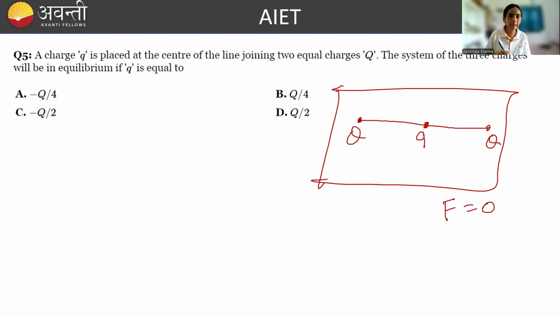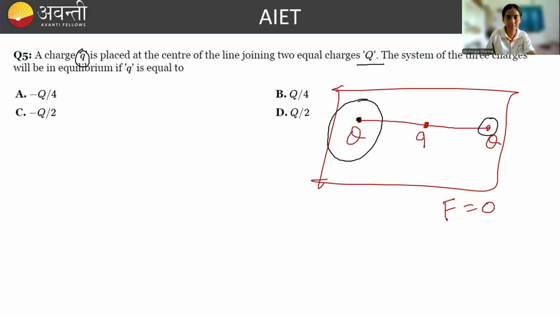So it means all three charges are at rest. Suppose we are going to check the equilibrium of this charge Q. On this charge Q, what forces will act because of this positive charge? The nature of the small q charge is not given, but it is said that two equal charges capital Q are placed. So I'm just assuming these two equal charges are positive in nature.